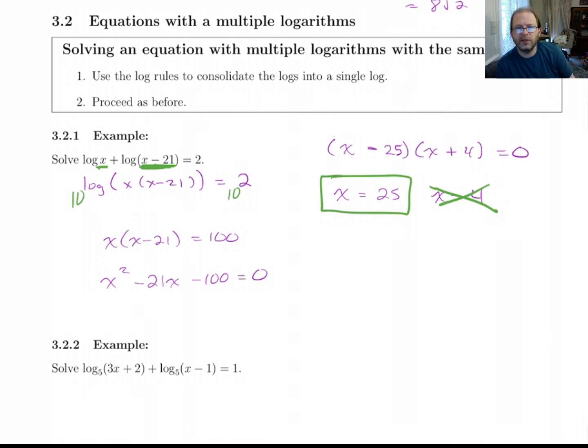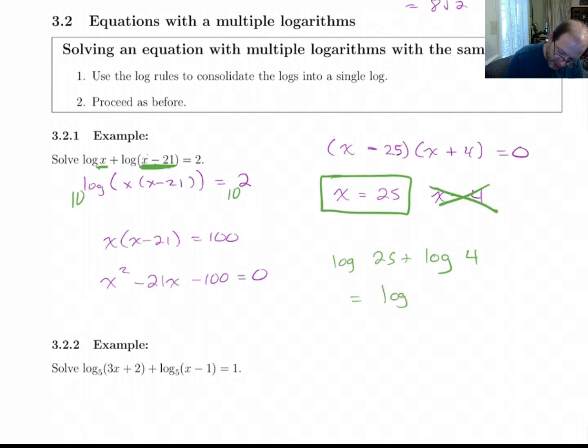And we could plug this into the calculator to check, but we can really just plug it back in and check it. 25, if we look at this, log of 25 plus, this is log of 25 minus 21, so that's log of 4. Using the log rules, we can put that together. This is log of 100. And so this gives us 2, which is what we expected.